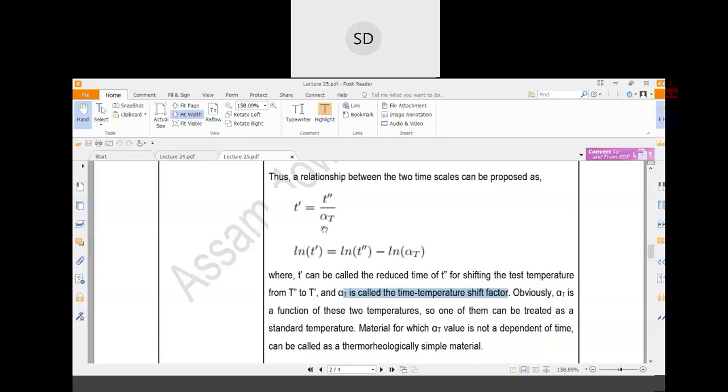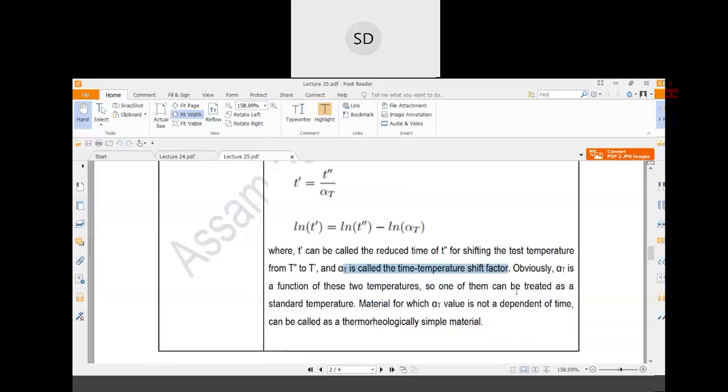And alpha T basically represents that shifting of the temperature or test temperature, and it is called the time temperature shift factor. So obviously alpha T is a function of these two temperatures, that is, it is a function of capital T' and T''. So one of them can be treated as a standard temperature.